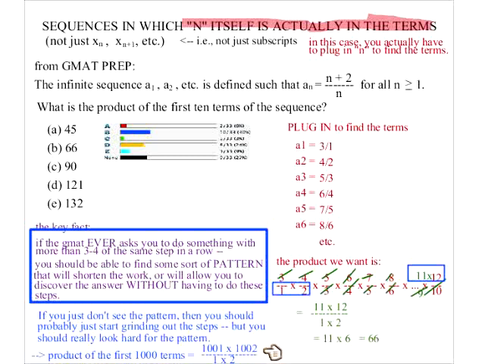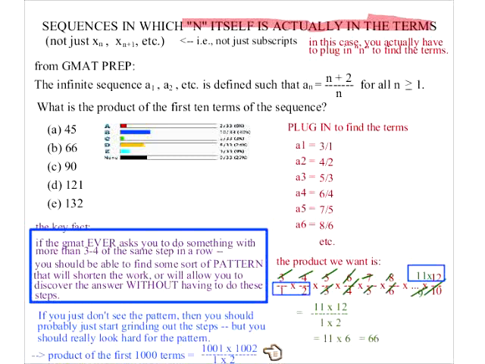But in general, the GMAT is not into busy work. So if you think you have to grind out the same step 10 times in a row, you don't have to. There will be some sort of shortcut, some sort of pattern that will allow you to circumvent having to do that.